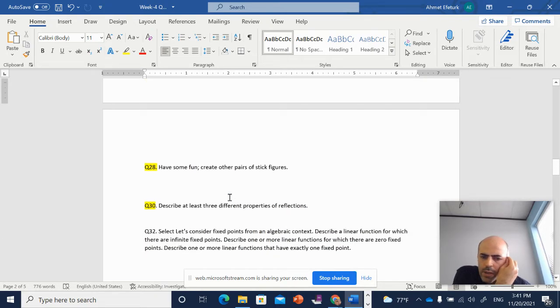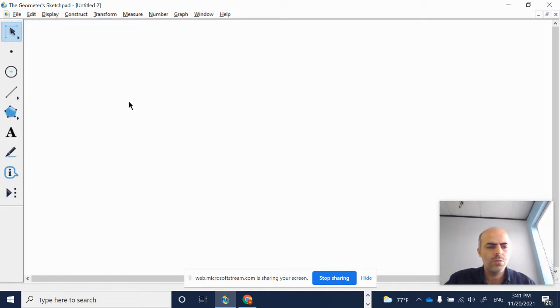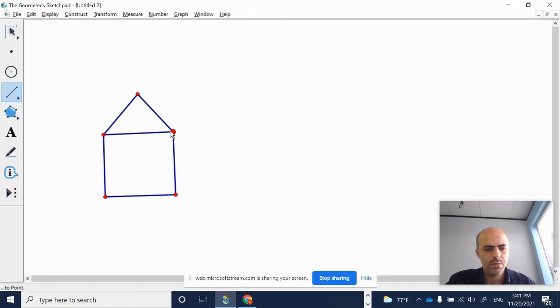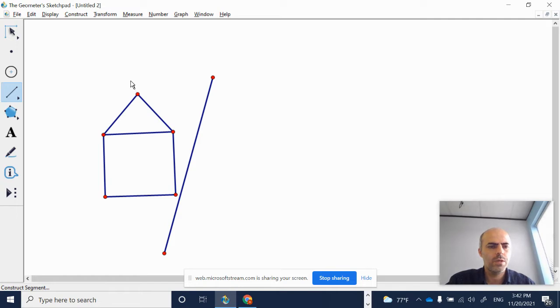Another question is: have some fun, create other pairs of stick figures like we can do from the very beginning. Let's suppose we do it like this. That will be maybe a very classic shape, but while teaching geometry sometimes we use this kind of figures. And after that kind of reflection, let's do it like this, almost touching. And this one I mark as the mirror.